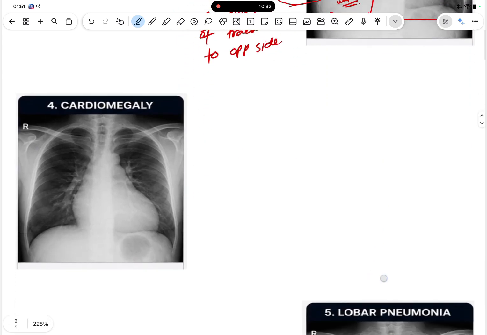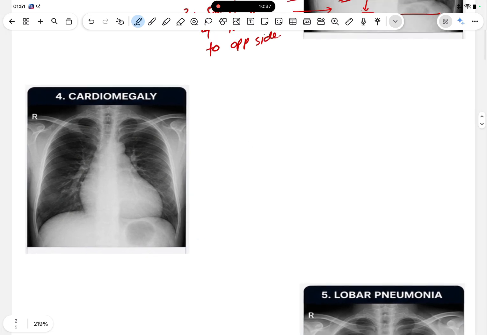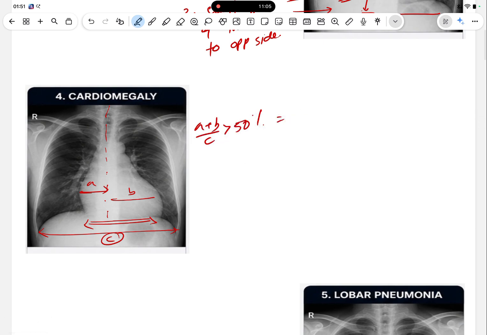Coming to the fourth X-ray, it is cardiomegaly. Cardiomegaly I have explained in another video also. In cardiomegaly there is an enlarged cardiac shadow. That is, if we assume a midline, and take the maximum width on both sides of the cardiac shadow as A and B, and the thoracic maximum width of the thoracic shadow to be C. If (A plus B) by C, the cardiothoracic ratio, is more than 50%, we call it cardiomegaly.